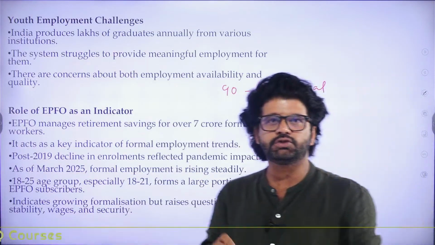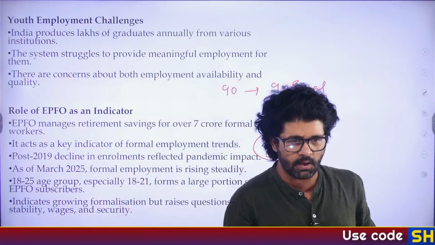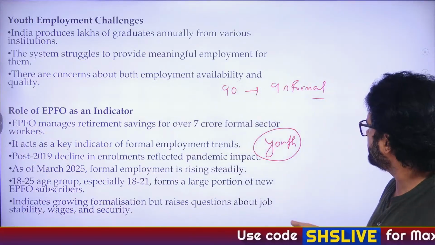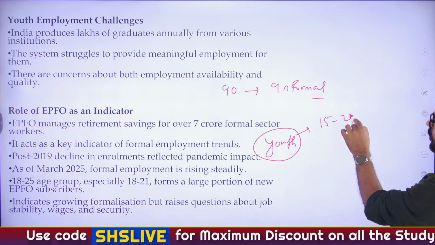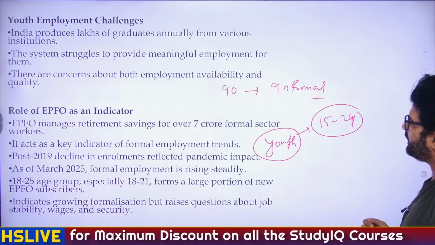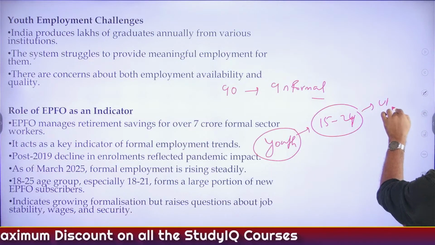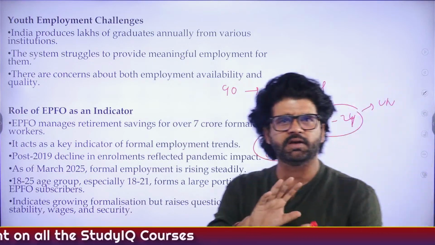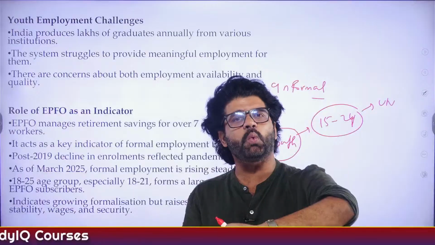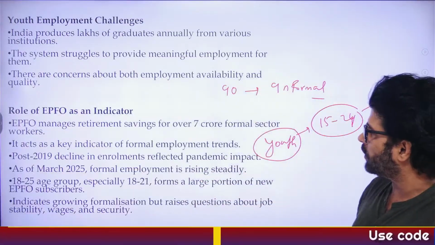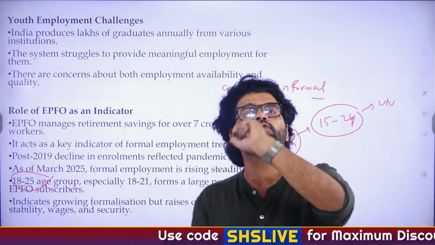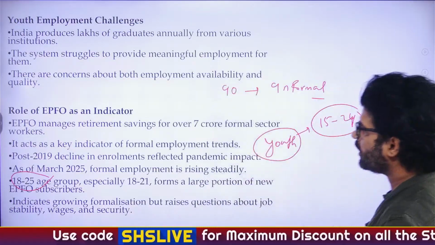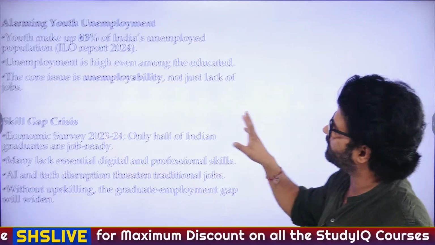Now, youth is not a homogeneous word. Why is it not homogeneous? Because the definition of youth varies. For the UN, if I'm not wrong, who is a youth? 15 to 24. For the Indian government and their different initiatives, they take 15 to 29 as youth. EPFO is taking the 18 to 25 age group as youth. So the definition of youth varies. Don't worry too much about it. Nobody is going to ask you the basic definition of youth.